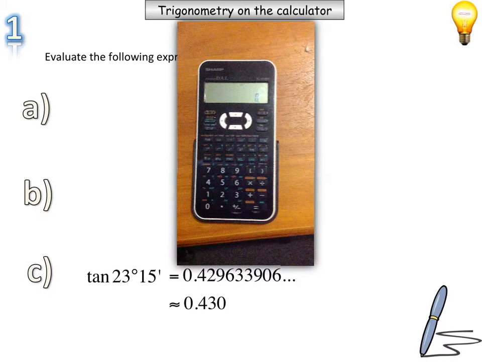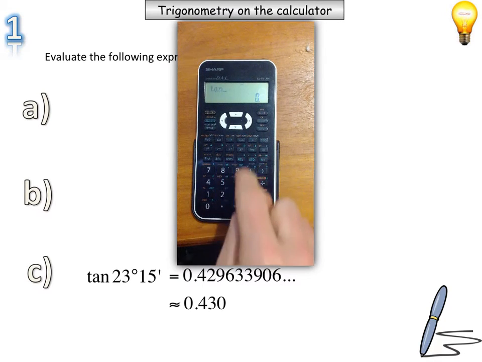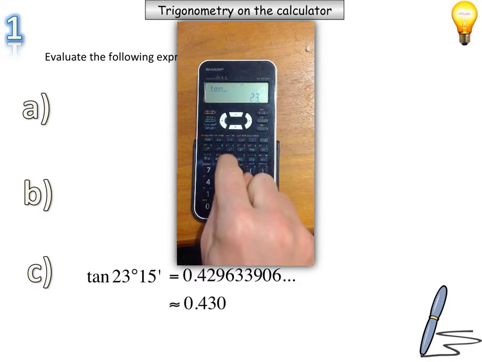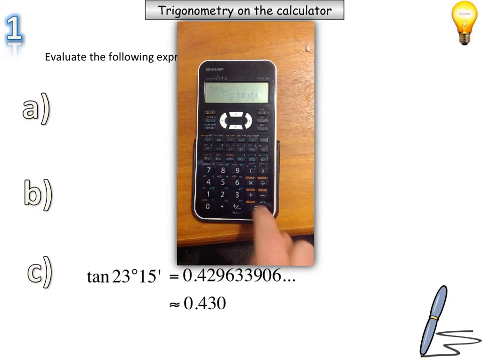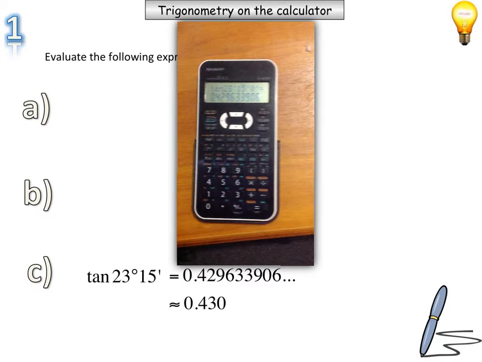Okay, this one's a little bit different because we've got the degrees and minutes. We've got part of a degree. So to express that on our calculator, press the tan button, then 23 degrees, then your 15 minutes, then equals. And there's your expression, that ratio, to 3 decimal places.